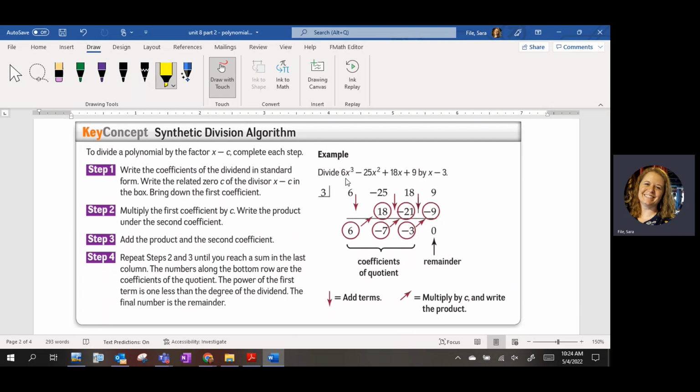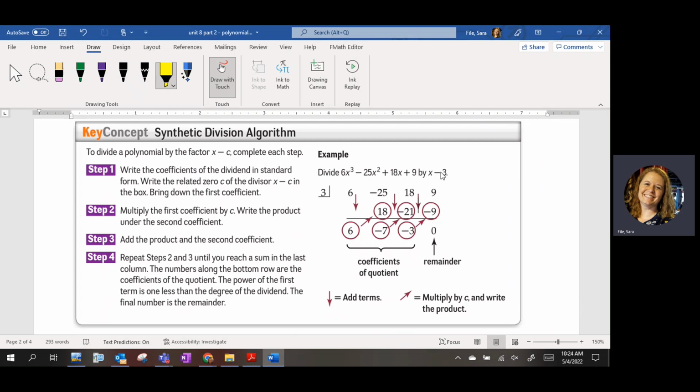Okay, so you take your dividend and you write out the coefficients. So 6, -25, 18, 9. Still in standard form, so highest degree to lowest degree, write out the coefficients. You would have a 0 as a placeholder if it was needed. Okay, and then your divisor, okay, this is in the format x minus c that synthetic division works.